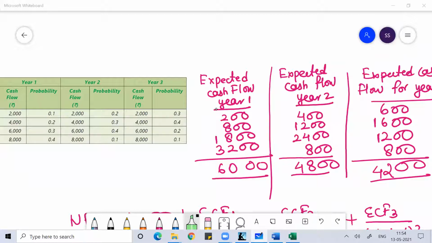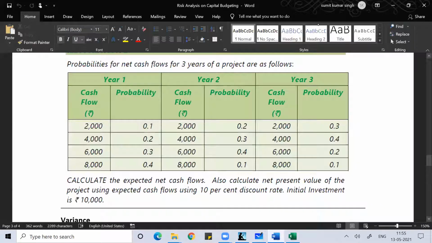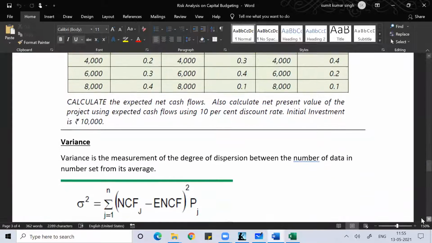Anyone, any doubt, any question? Okay, fine. Then I'll go ahead. So here we discussed the calculation of NPV and expected cash flow till now. So we are going step by step. I hope you are understanding.